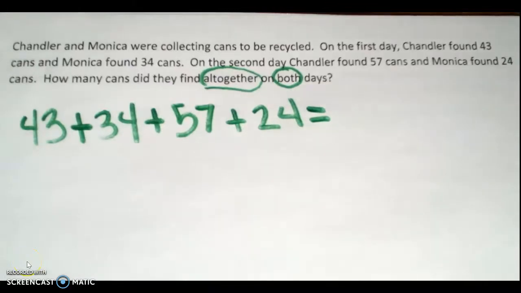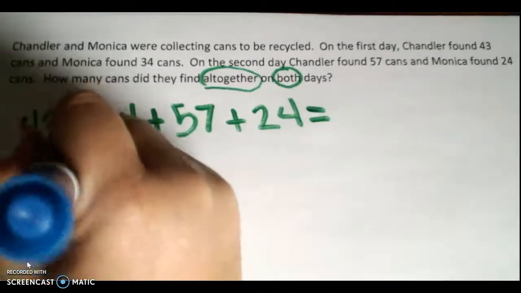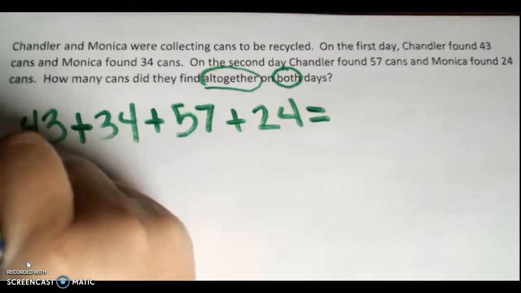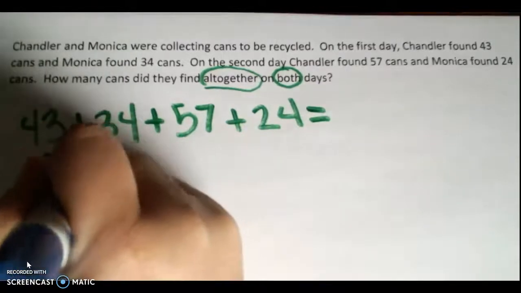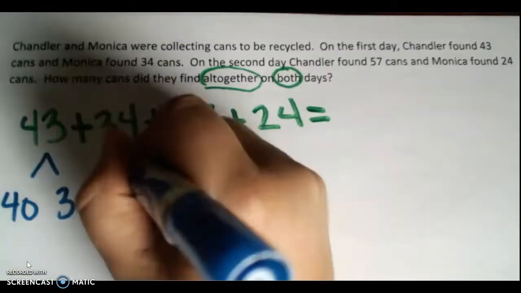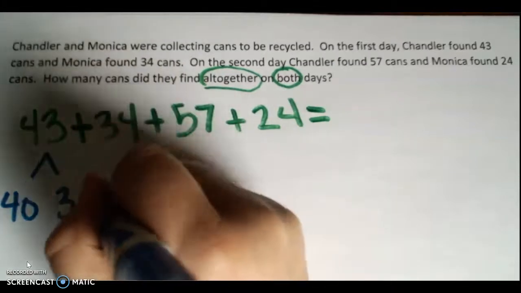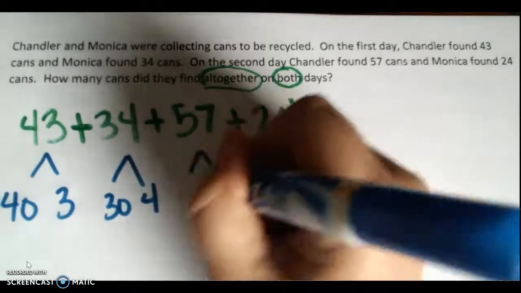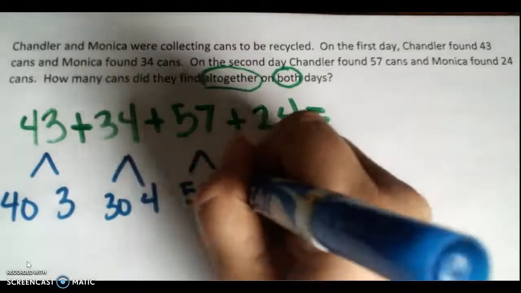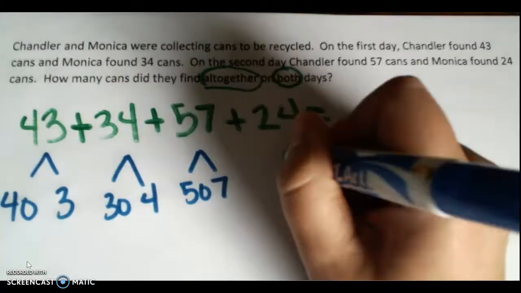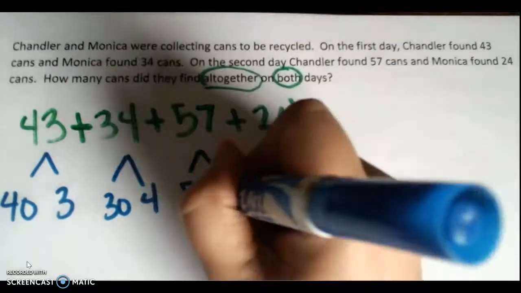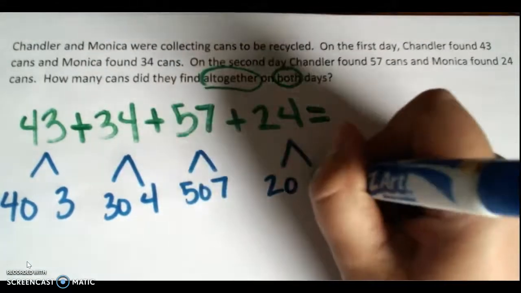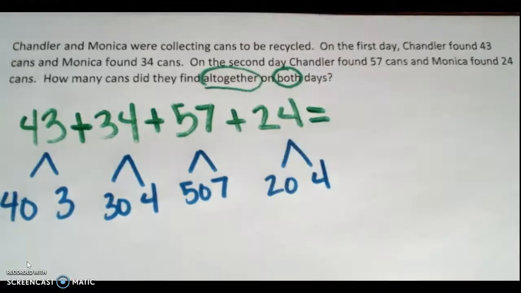The next step I need to take is to break apart each number into tens and ones. So I know the number 43 is 40 and 3. 34 is 30 and 4. 57 is 50 and 7. 24 is 20 and 4.